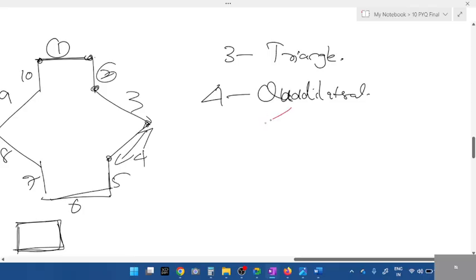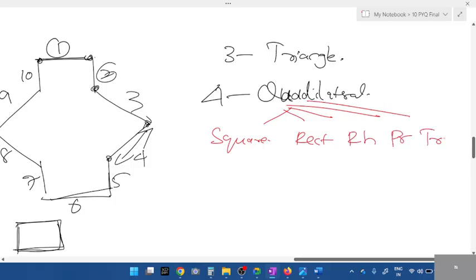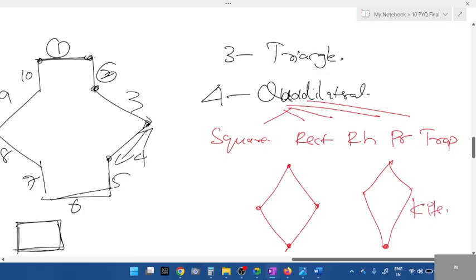It is trapezium. So quadrilateral has 5 types. 5 what? Square, rectangle, rhombus, parallelogram, and trapezium. Along with this, if you get an object like this, what is the shape of this? Like this, students. Kite. It is kite. And in most of the previous year questions, you even got a kite question.